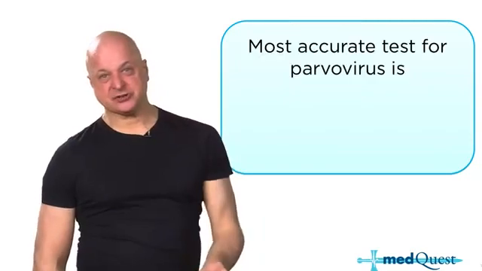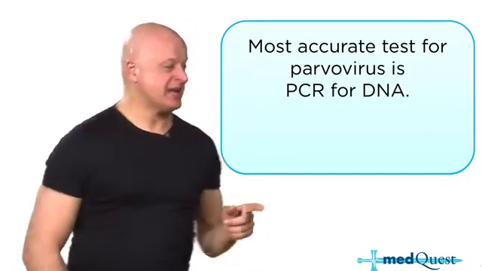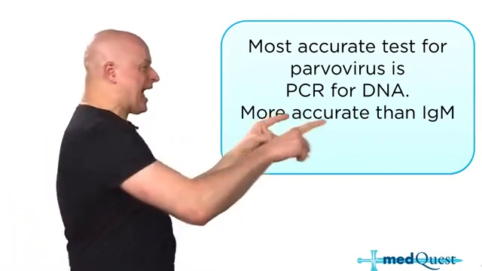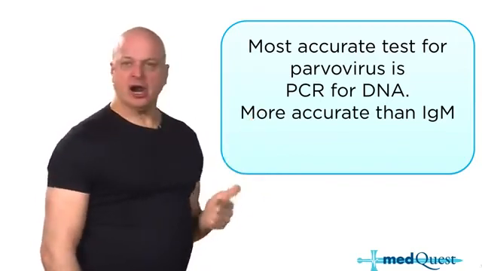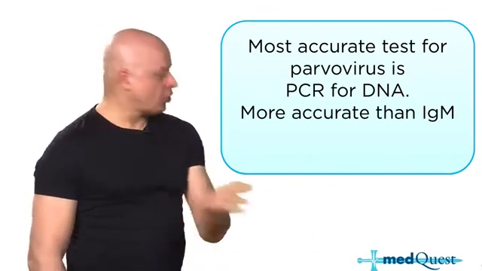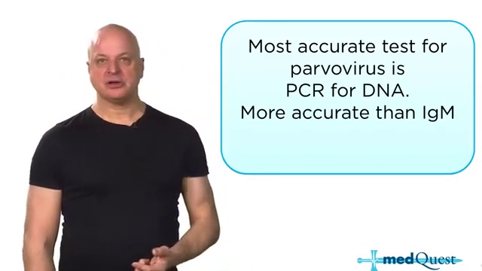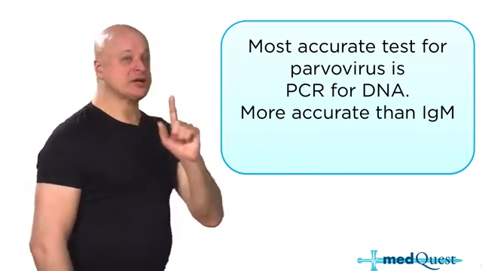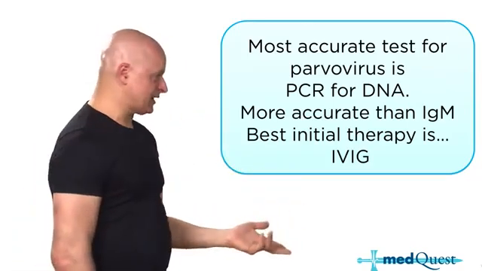Okay, the best initial test is reticulocyte count, but the most accurate test for parvovirus is PCR for DNA. The most common wrong answer is saying IgM. PCR is the actual organism. IgM is a reaction to that organism. Herpes encephalitis, PCR. Is your HIV controlled? PCR, viral load. Is your hepatitis C controlled? PCR, viral load. I want to tell if you actually have the organism: PCR. Viral load tells you the amount of the organism. And the best initial therapy for parvovirus is intravenous immunoglobulin.